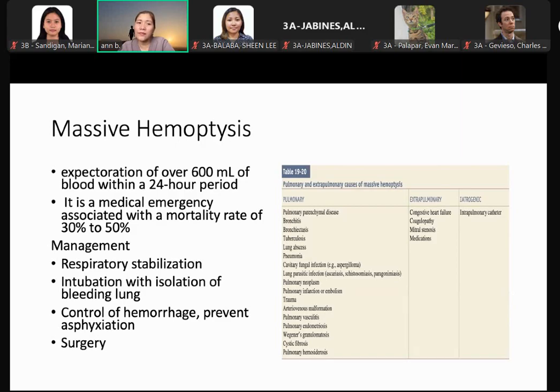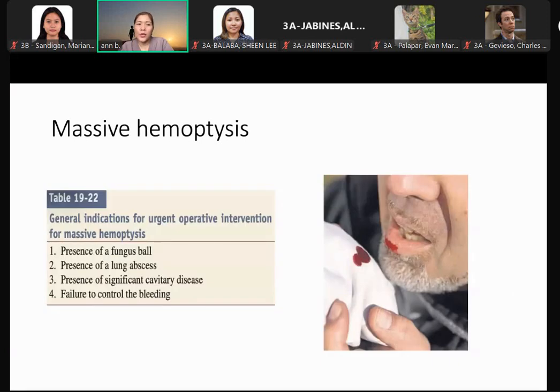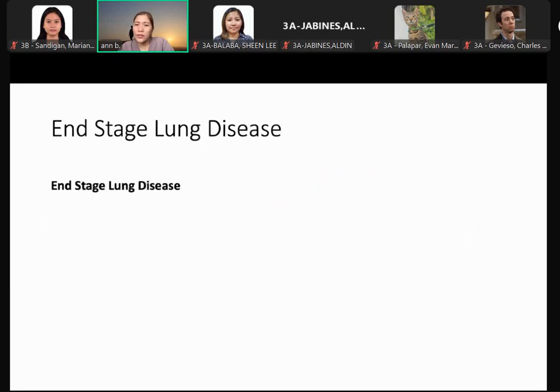Surgery, again, the indication for massive hemoptysis is the same as what we have in the indication for TB and the abscess. So we have here a general indication of urgent operative intervention for massive hemoptysis. We have the presence of a fungus ball, presence of lung abscess, presence of significant cavitary disease, and failure to control the bleeding. So again, the tables that I have shown are very important. I'll get most of the questions from the tables I have presented.